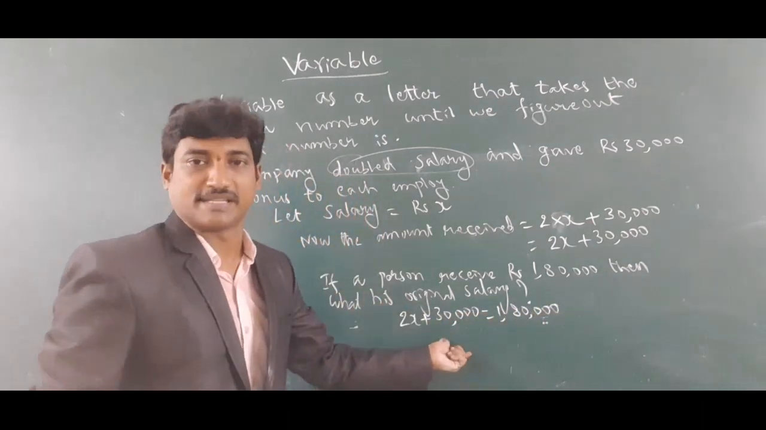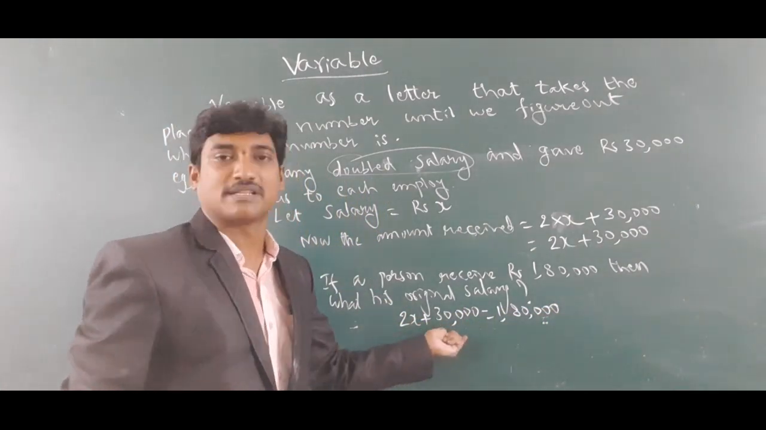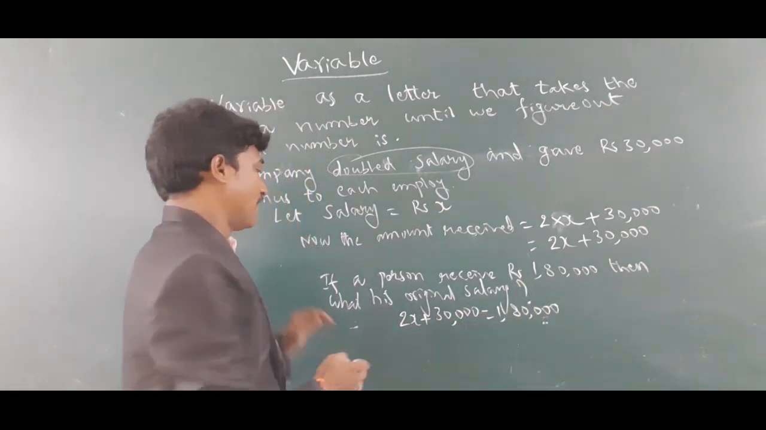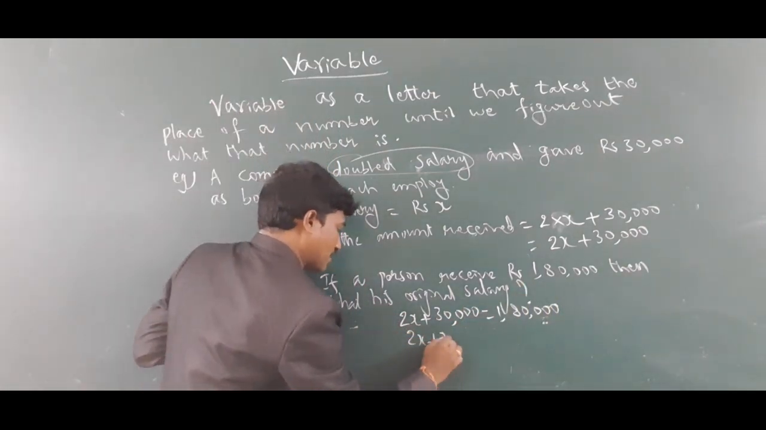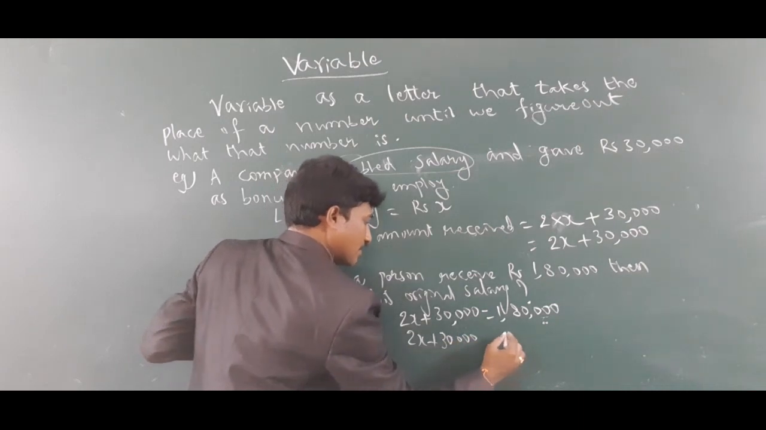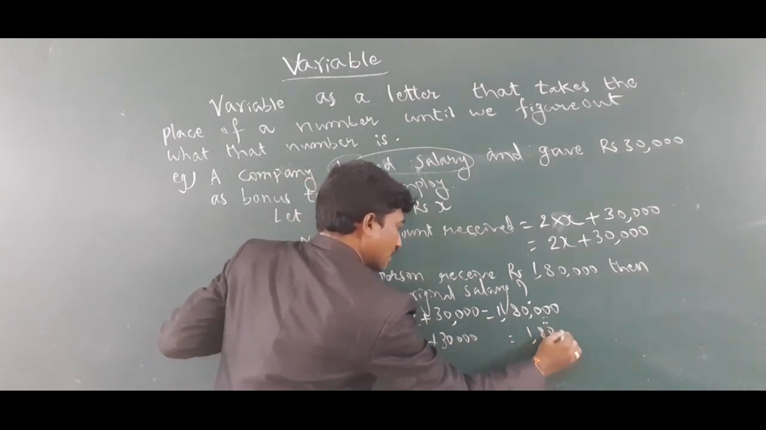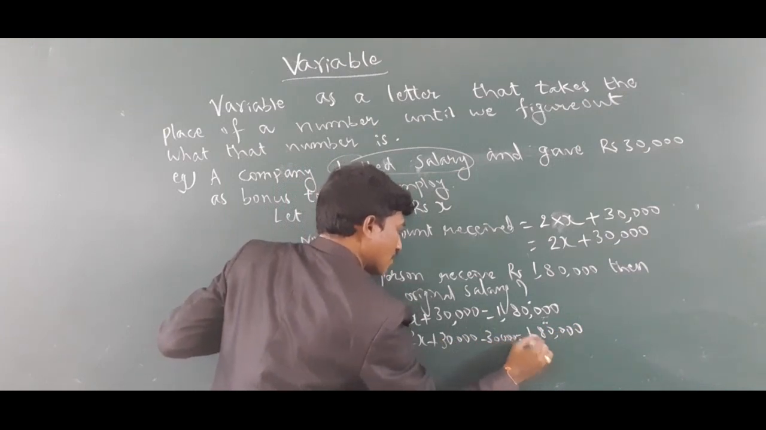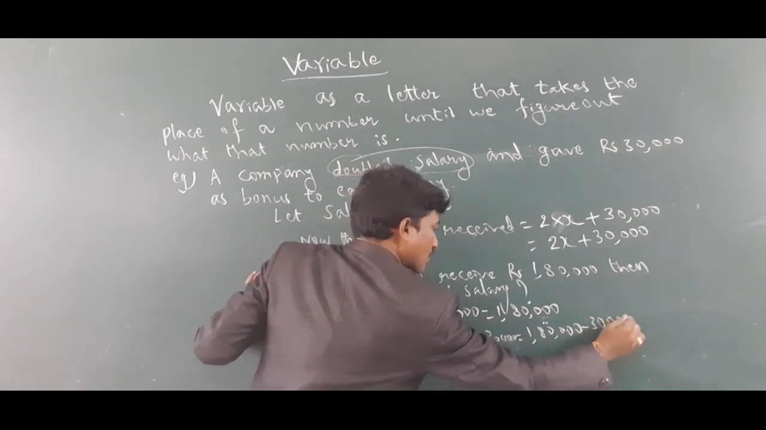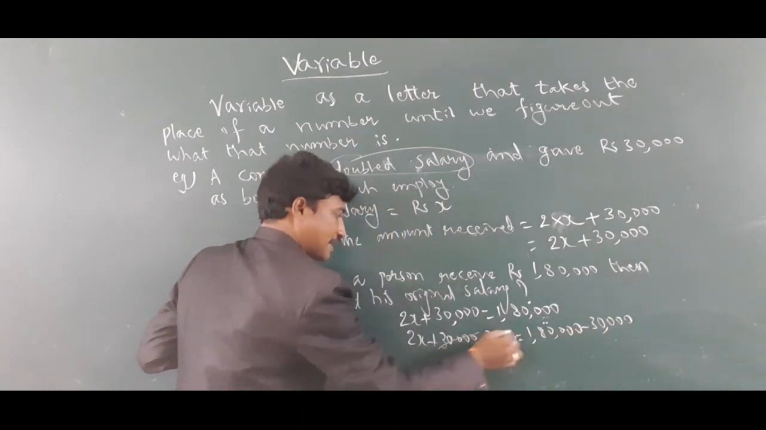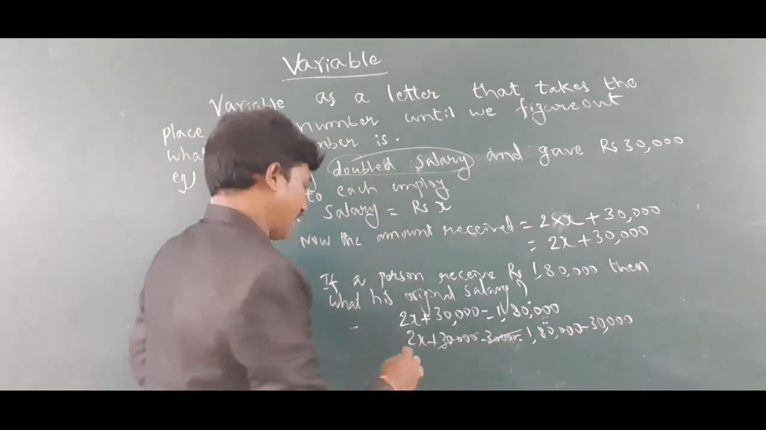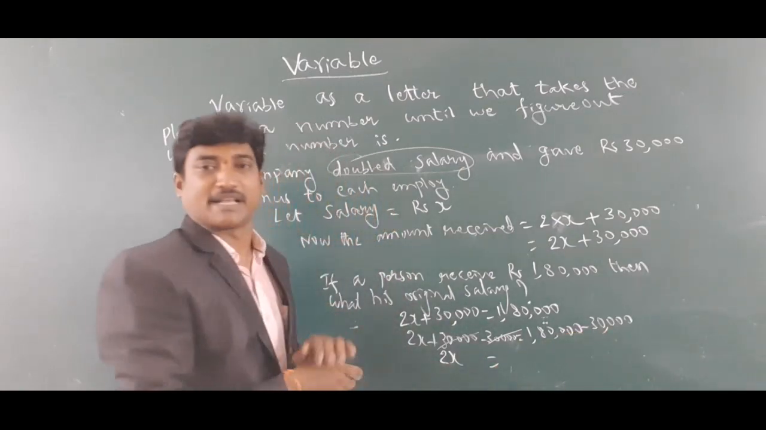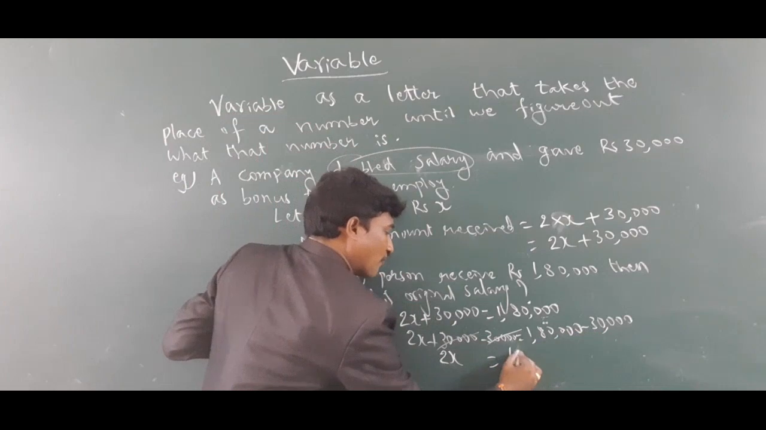Here 30,000 is added. To get the original salary, we need to subtract 30,000 on both sides. That means 2X plus 30,000 is equal to 1,80,000. Subtract 30,000 on both sides. 30,000 minus 30,000 is 0. Here 2X is equal to 1,80,000 minus 30,000, that is 1,50,000.